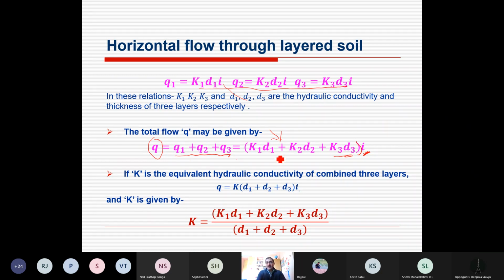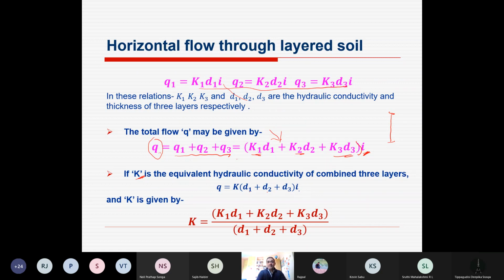Now K is K1, K2, K3 for these 3 different layers. Let us have a single K, the equivalent hydraulic conductivity for these 3 layers combined, or for the whole depth of this soil. So what will be the K? In this term, Q is equal to K into D1 plus D2 plus D3, into I.